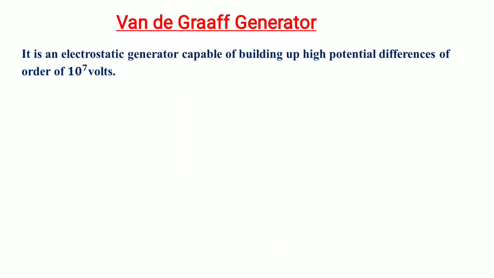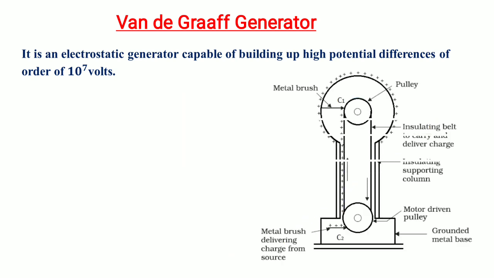That means you are giving initially a small potential difference. This instrument multiplies the potential difference you gave. You will get 10 raised to 7 volt maximum if you gave 1000 volt or 100 volt. I hope you are clear. So what we gave, it's multiplying. And this is the schematic representation of that Van de Graaff generator.